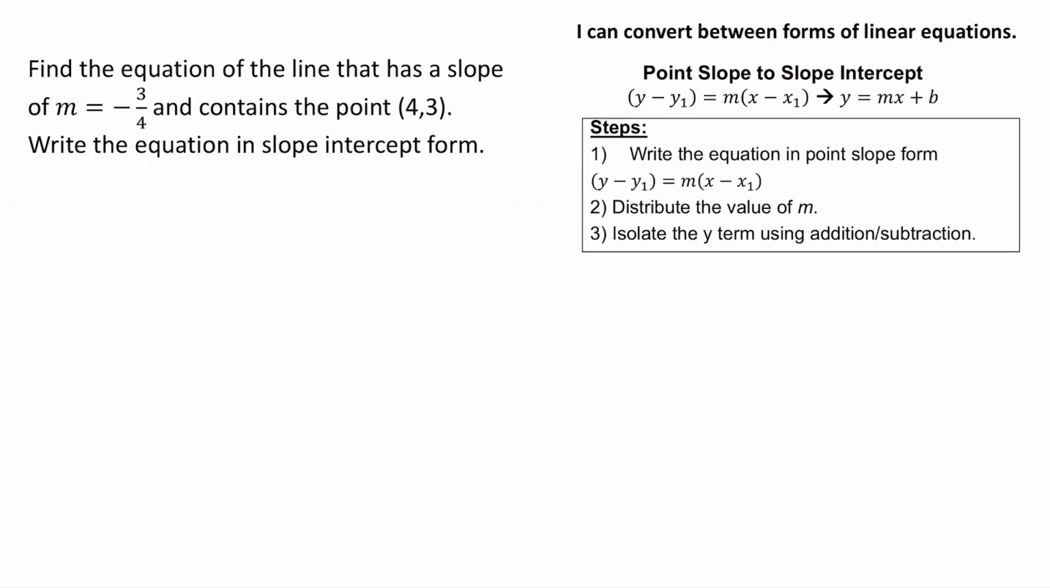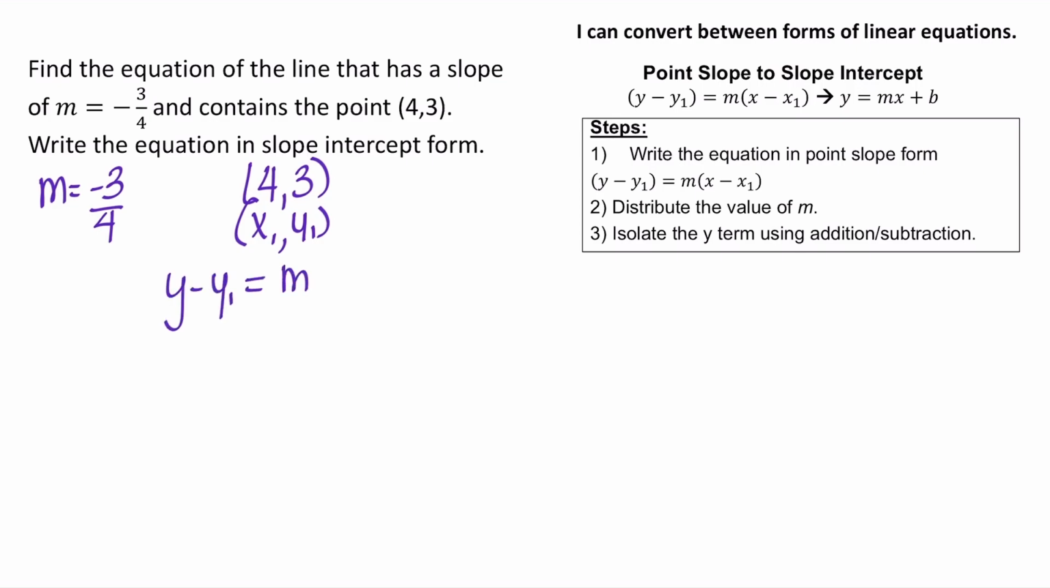So the other way to do this is to use point-slope form. So what I can do now is take this m equals negative 3 over 4 and this point (4, 3), and I can call this point x1, y1. So I'm going to plug into y minus y1 equals m times x minus x1. When I do that, I get y minus 3 equals negative 3 over 4 times x minus 4.